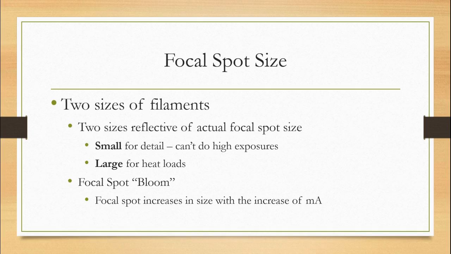So 2 sizes of filaments. You have a small for detail, but you can't do high exposures with it. So it's got to be like a hand or a toe or an ankle. It can't be anything like an abdomen. You have a large focal spot, which is great for high heat loads. So there's a thing called focal spot bloom. The focal spot increases in size with an increase in MA. So if you have a really large patient, you're using a large focal spot, it actually gets bigger with the increase of MA. It's called focal spot bloom.